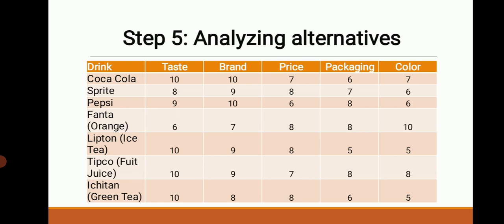And step 5 is analyzing alternatives. That means we want to put marks for each brand. That is Coca-Cola. For taste we want to give 10. For brand we will give 10. For price we will give 7. For packaging we will give 6. And for color we will give 7. For Sprite we will give 8. Brand 9. Price 8. Packaging 7. And color 6. For Pepsi we will give 9. Brand 10. Price 6. Packaging 8. And color 6. Thus we want to give different marks for each brand.